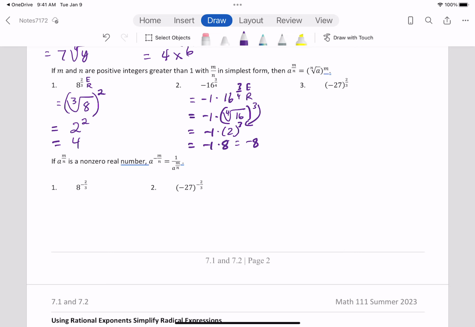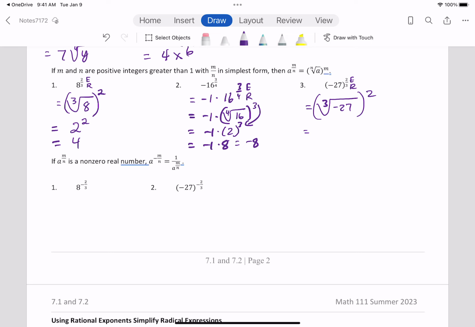Then the last one of these, this time my base, the -27, is contained in the grouping symbol or the parenthesis. So this time I have the cube root, the -27 goes underneath, and the whole thing is raised to the second power.